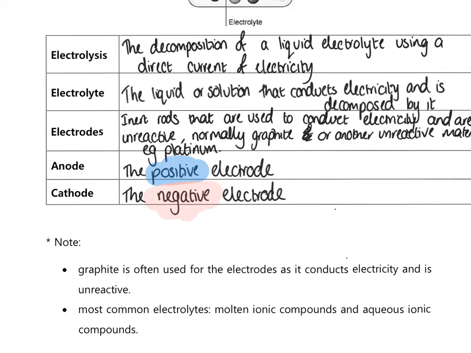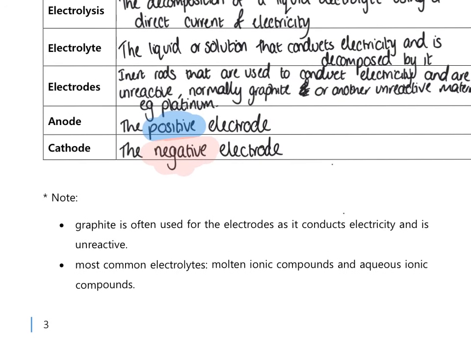So yes, an anion is negative. You'll see that up at the top of the page. But the anode is positive, the positive electrode. And that'll make a wee bit more sense in a second. Okay, and there's just a couple of notes down there.